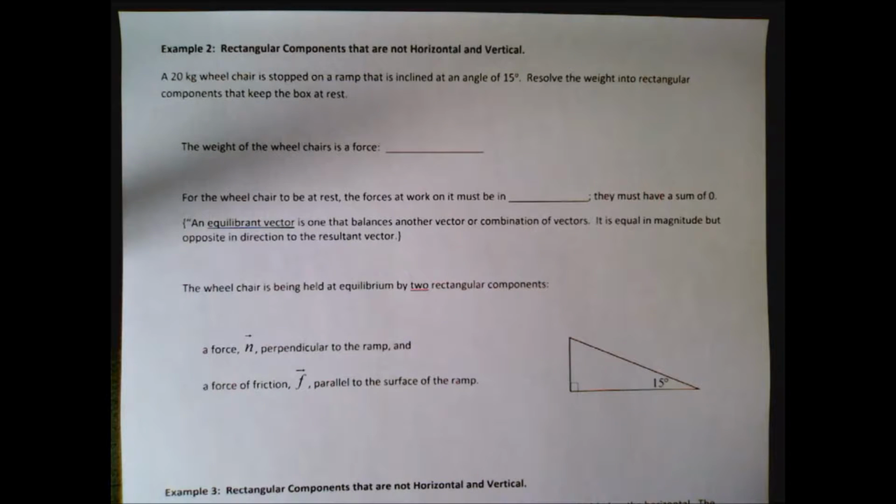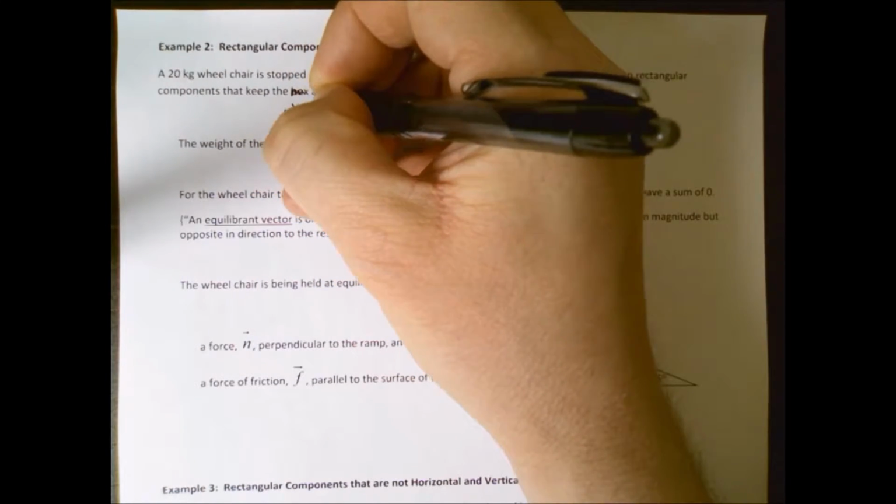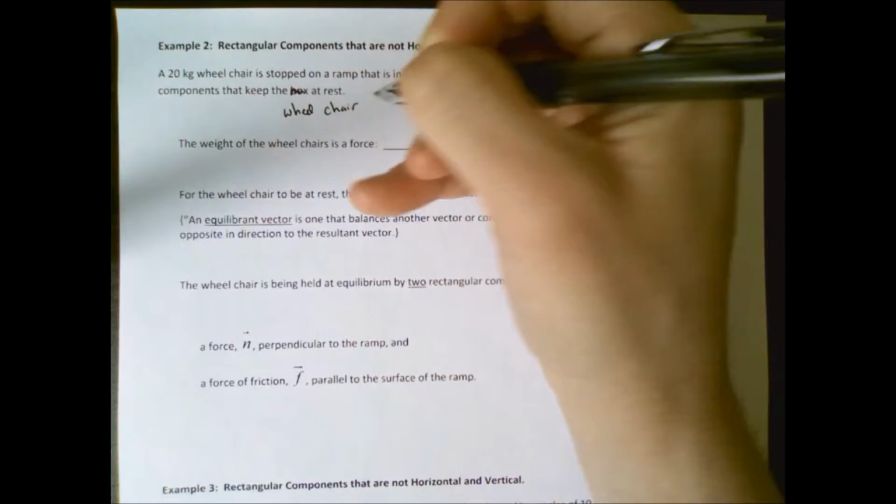A 20-kilogram wheelchair is stopped on a ramp that is an incline of 15 degrees. Resolve the weight into rectangular components to keep the, not the box, but the wheelchair at rest.